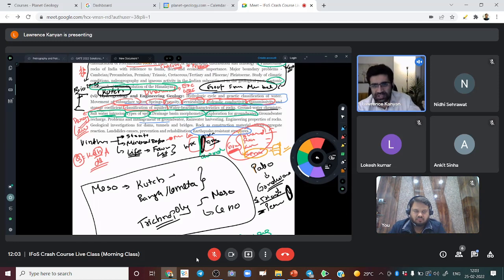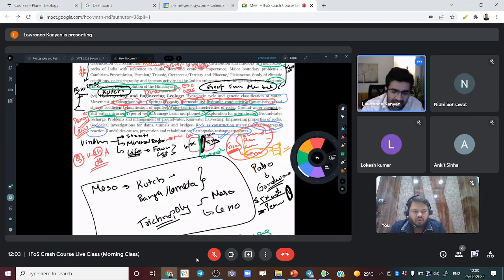So actually these are two subjects, not one subject. It is hydrogeology and engineering geology. Broadly these are the types of questions that you will get here. Earthquake resistant structures, for example, they can ask. Alkali aggregate reaction is also important, so just go through these parts.